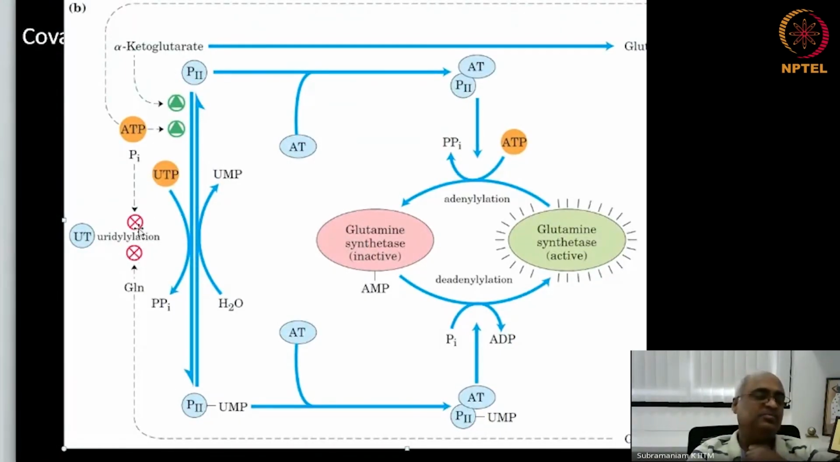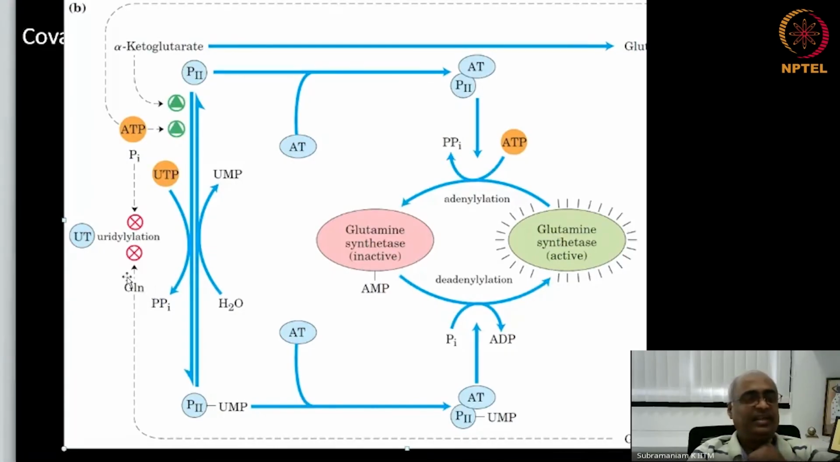So that enzyme is the one that is catalyzing this reaction. That enzyme is subject to allosteric regulation. So if it has a lot of glutamine, that glutamine is going to inhibit it. If it is inhibited, then you are not going to have P2-UMP. Instead, you will only have P2. And P2 is going to inactivate this enzyme, because when you have a lot of glutamine, why do you want to make any more glutamine? Okay, so that is what it does.